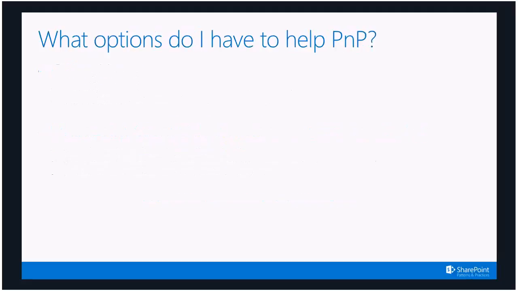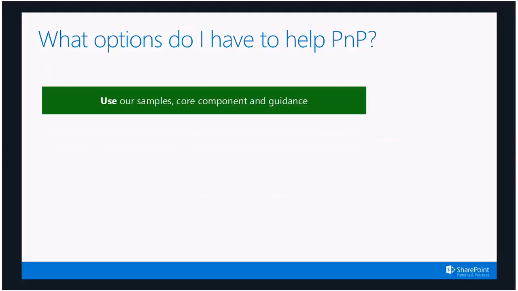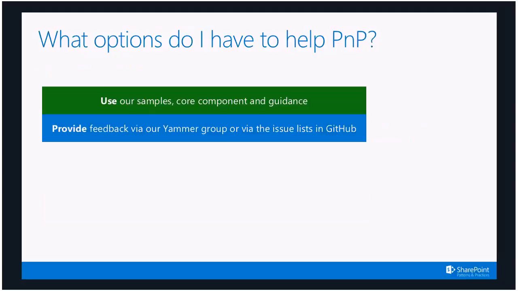Moving on, the options I do have to help the PnP, quite a classic slide as well. You can absolutely contribute your samples, use our samples, core component and guidance. You can provide feedback using Yammer. We'll probably update that pretty soon to be network.office.com, because the open Office 365 network in Yammer is going to be shut down on the 1st of September.